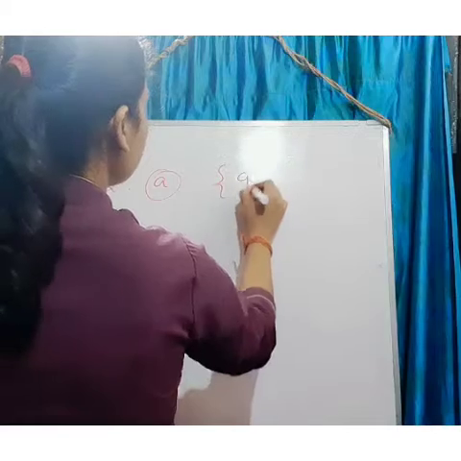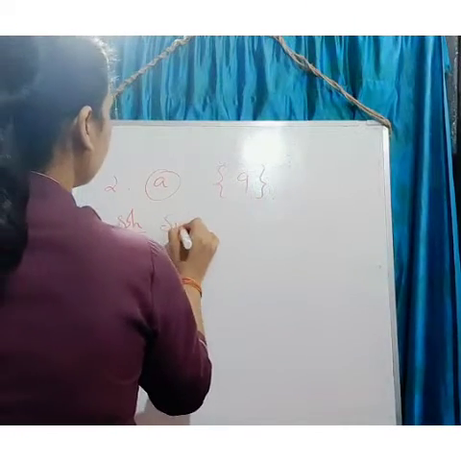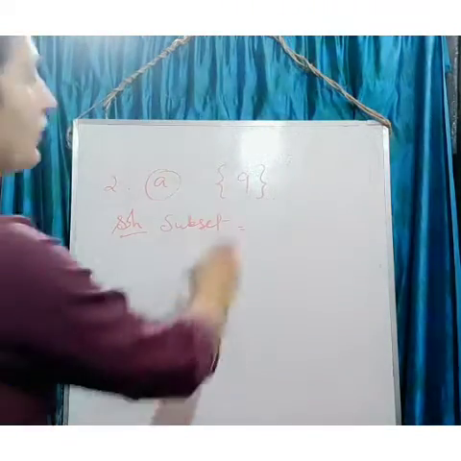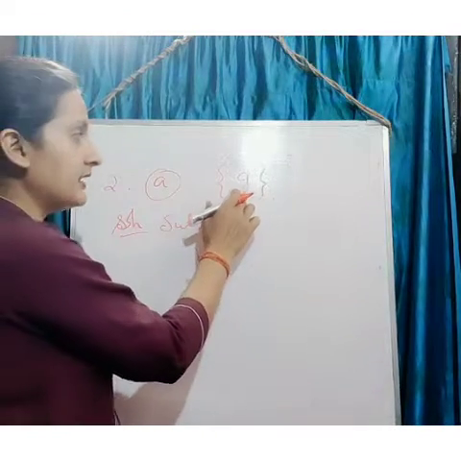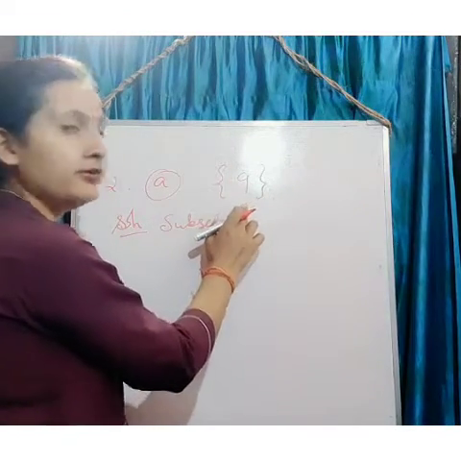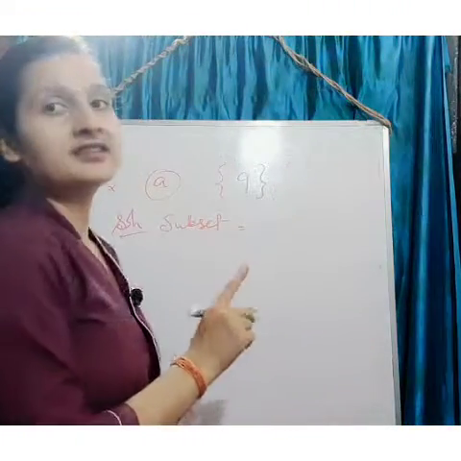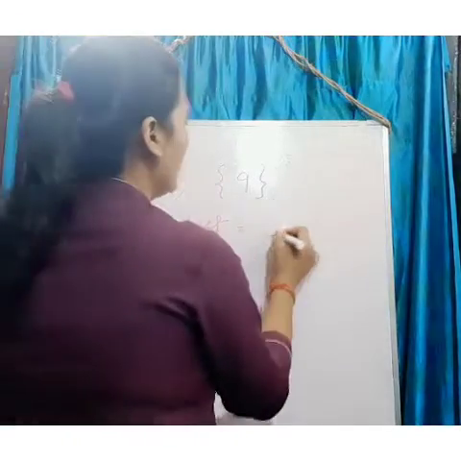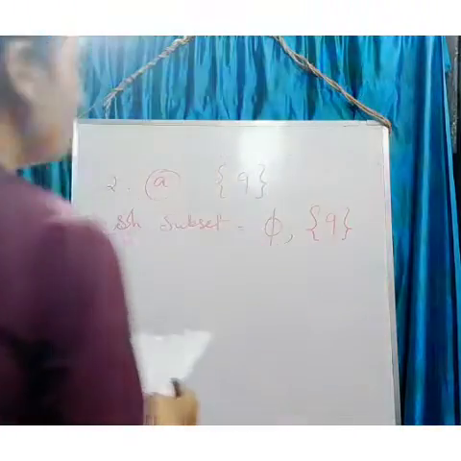So, the element is 9. Now, you have to find the subsets. What are the possible subsets of this? See, there is only one element, right? So, obviously, this element itself will be a subset of this, isn't it? And one more possibility is that there is no element, meaning null, right? So, null and this. Okay?